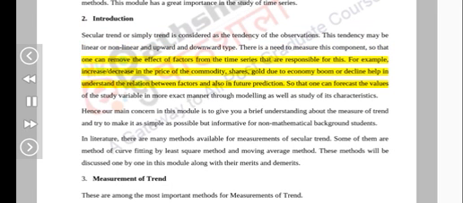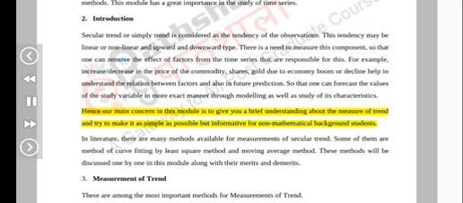For example, an increase or decrease in the price of a commodity, shares, or gold due to economic boom or decline helps in understanding the relation between factors and also in future prediction. So that one can forecast the values of the study variable in a more exact manner through modeling, as well as study its characteristics. Hence our main concern in this module is to give you a brief understanding about the measure of trend and try to make it as simple as possible but informative for non-mathematical background students.